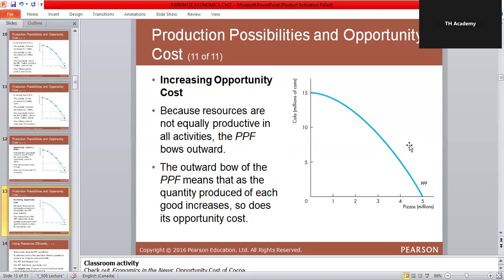For example, at first, making one extra pizza might cost 2 cans of cola. Later, making another pizza might cost 5 cans of cola. The more you focus on one good, the higher the cost of producing extra units. So this is why the PPF goes outward instead of being a straight line. So the increasing opportunity cost happens because resources are not perfectly adaptable to every use.